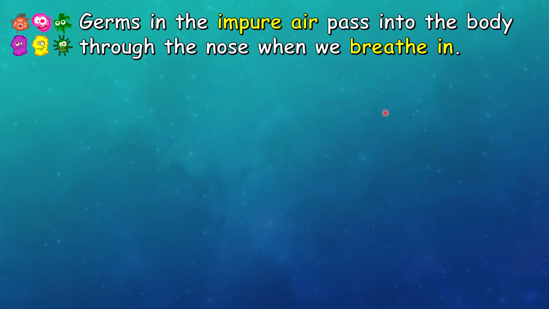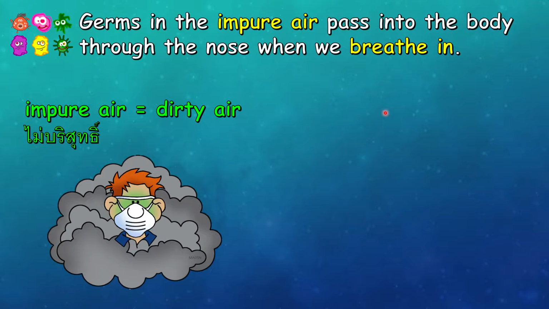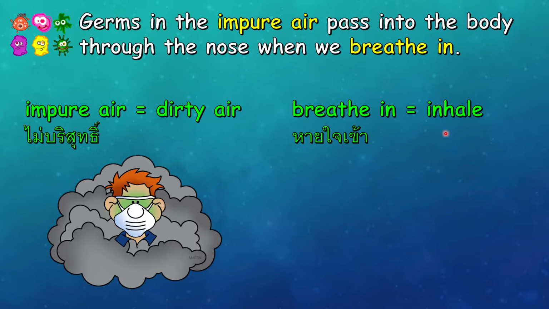Now, germs in the impure air pass into the body through the nose when we breathe in. This means the germs from the air, the dirty air, can get into our body easily through our nose, because our nose has holes, right? It's very easy to enter the nose. When you say impure air, it means dirty air. Not just because of pollution, maybe because there are sick people around you. It's very easy to get in when you breathe in.